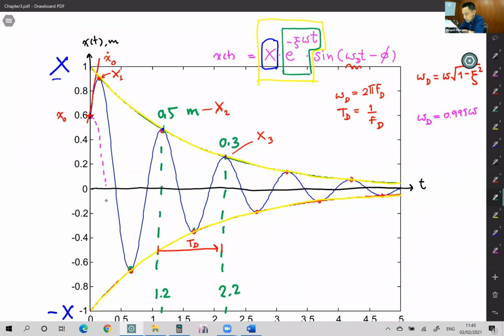non-stop. This is because you don't have the damping. Without the damping, you will be shaking like the pendulum of the clock. You keep shaking like this forever.